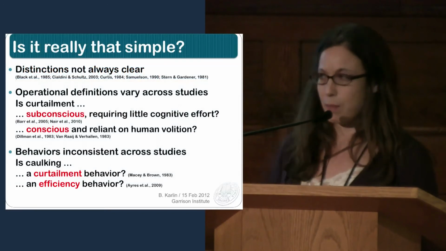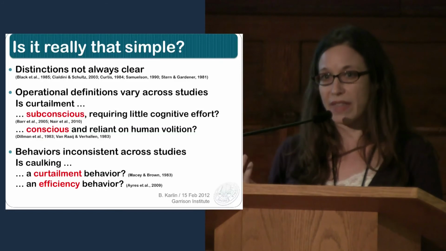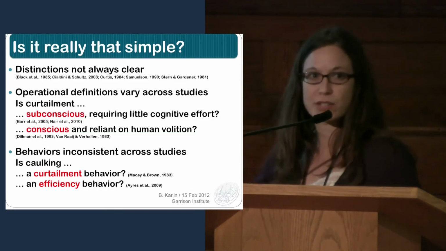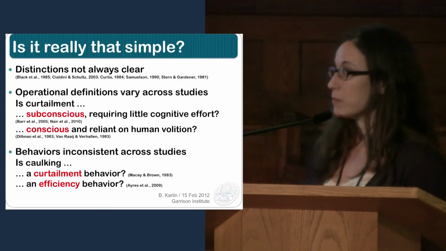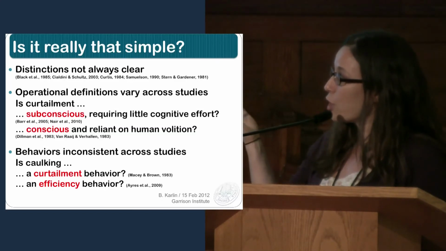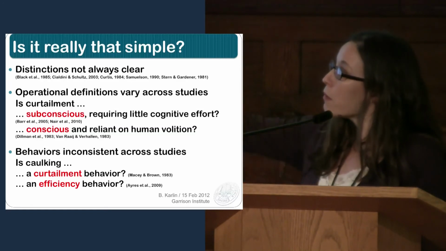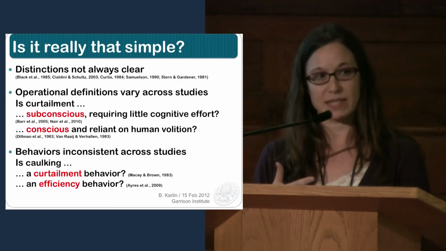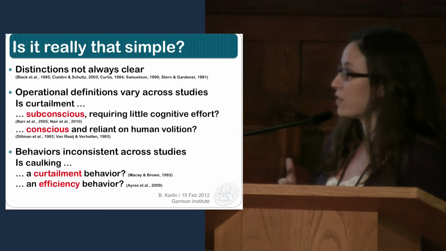But it's not really that simple. Some authors had said the distinctions aren't always clear, and we saw in the 80s and early 90s people were saying, oh, it's not that simple. But in the past 20 years, there hasn't been a lot of people looking more closely at this dichotomy. Even within them, the operational definitions vary. Some say curtailment is subconscious, it's habitual. Others say it's conscious, you have to remember to do it. Even for specific behaviors like caulking, some say it's a curtailment behavior, possibly because it's inexpensive. Others say it's an efficiency behavior because it requires a purchase or is infrequent.